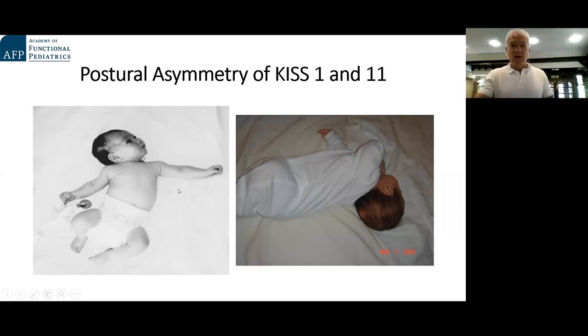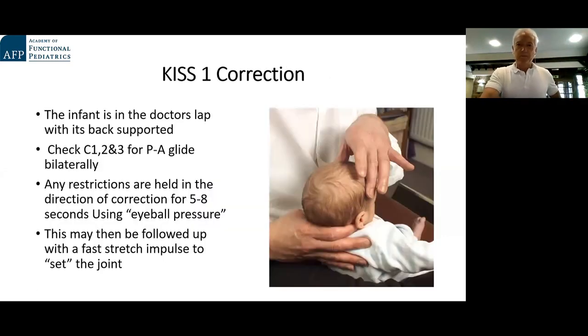You're going to be firing up very much one side of the brain with this KISS 1 issue, and that's what we want to try and avoid. So the more we can get these kids in with postural asymmetry and treat them, the better. So what do we do about it? Well, one of the things we're going to look at is doing a KISS 1 correction.